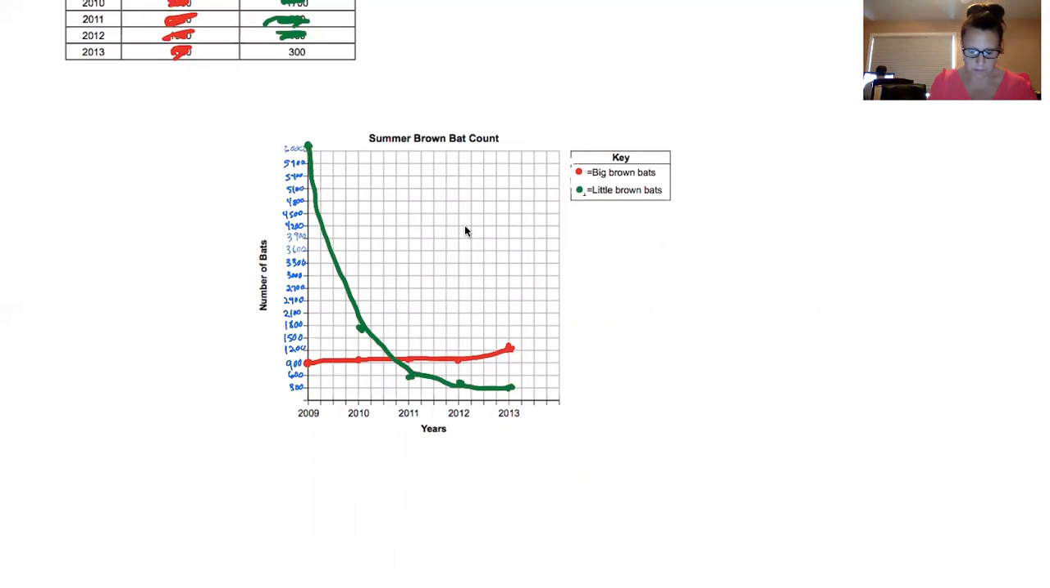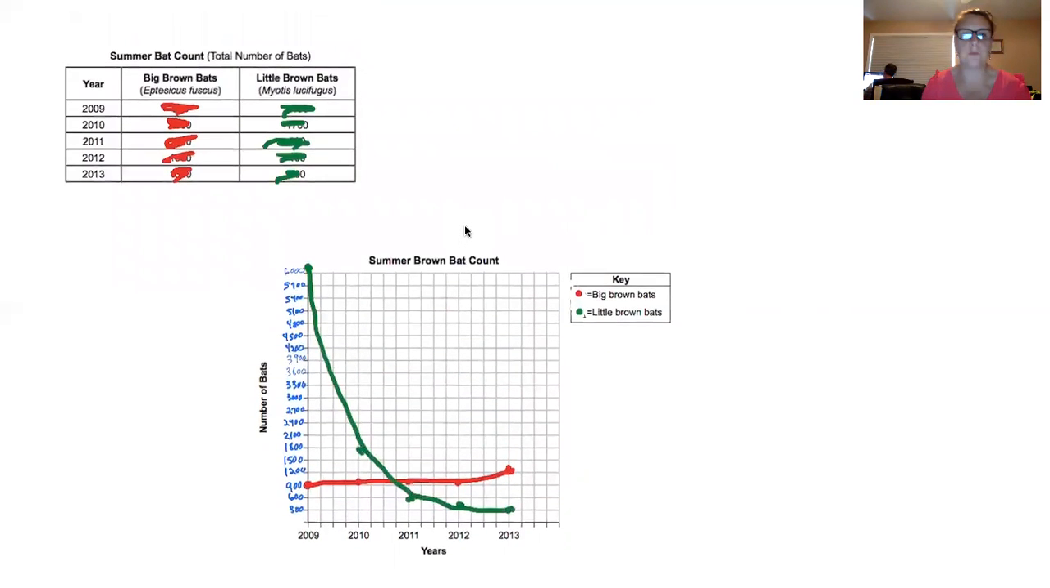So that's how you would plot these points, especially when you have 2 groups of data like this.